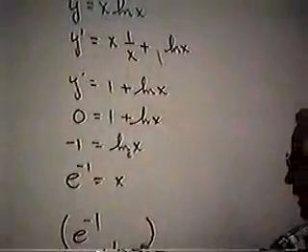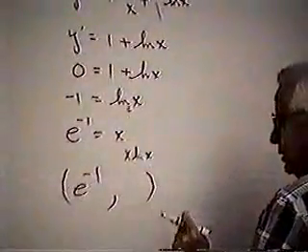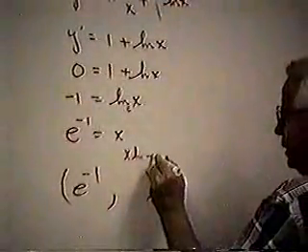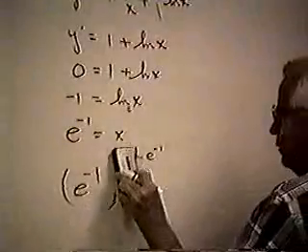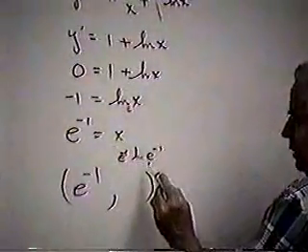Well, let's figure out what the y value is. Remember, our equation was x log of x. So if we come in here and put an e to the minus 1 here, and we put an e to the minus 1 here. Well, now look what happens here.